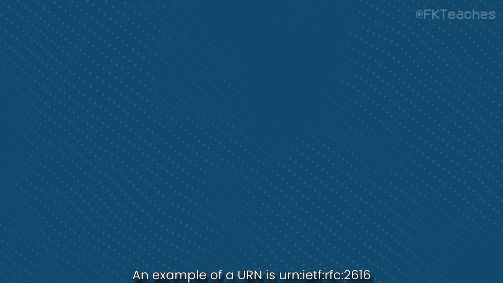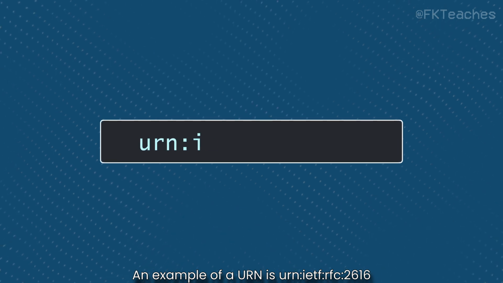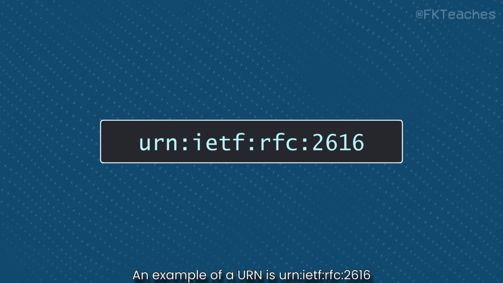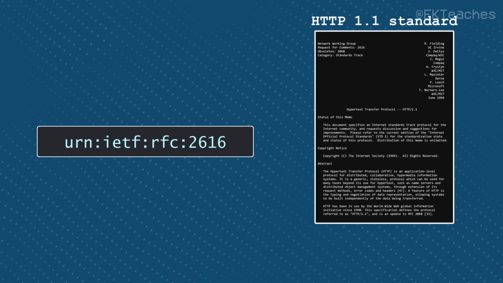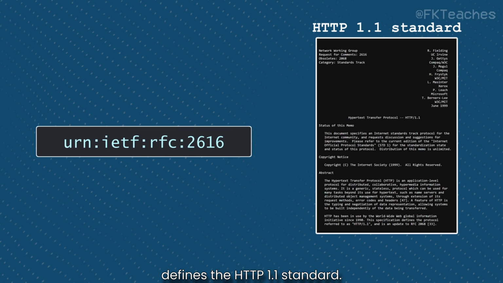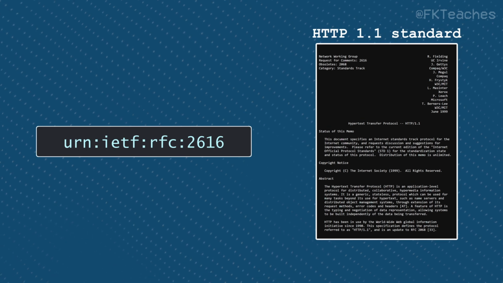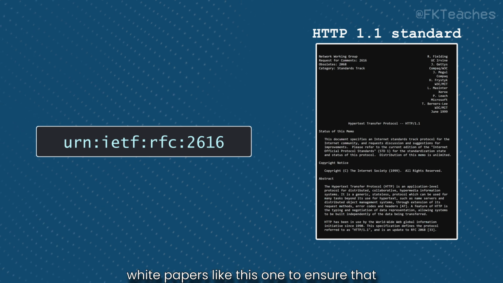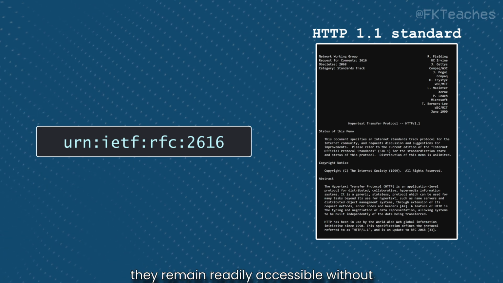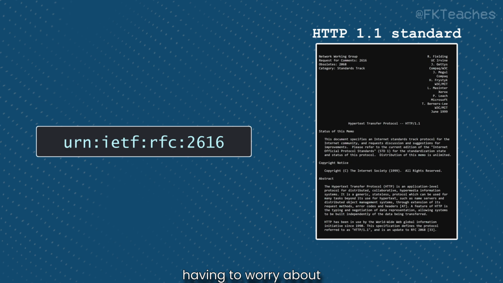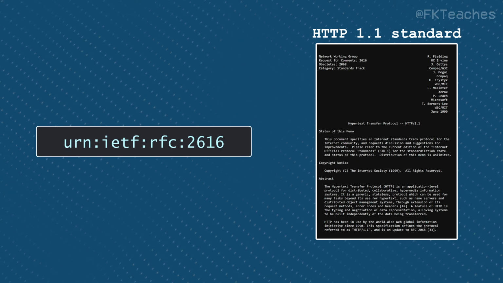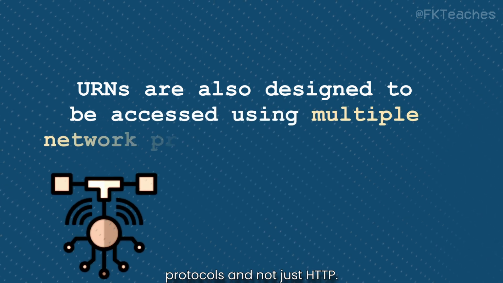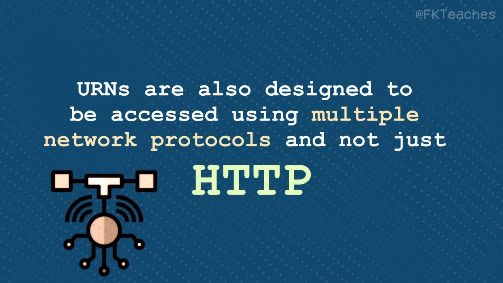An example of a URN is urn:ietf:rfc:2616, which is the URN for the RFC document that defines the HTTP 1.1 standard. URNs are commonly used for research and white papers like this one to ensure that they remain readily accessible without having to worry about the servers hosting them. URNs are also designed to be accessed using multiple network protocols and not just HTTP.